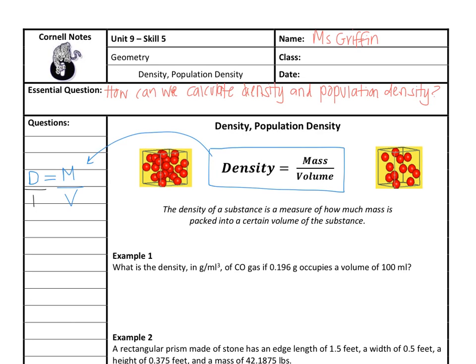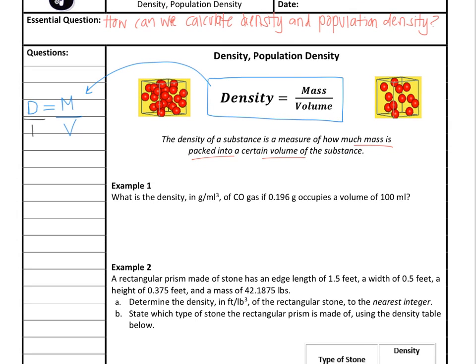So the density of a substance is a measure of how much mass is packed into a certain volume. That's why the density is equal to the mass divided by the volume. So we have a basic example here. It says, what is the density, so we're looking for D, in grams per milliliter cubed of carbon dioxide gas, if there's 0.196 grams. Now grams is a weight, so that's the mass. Mass is another term for weight. It occupies a volume of 100 milliliters, so this is the V.